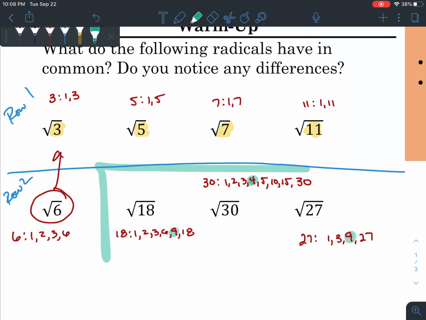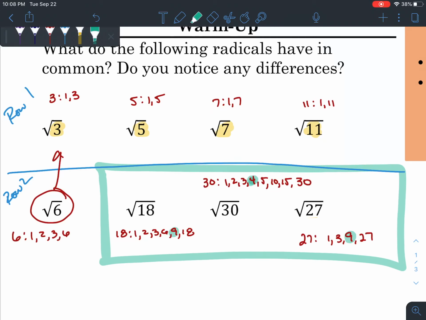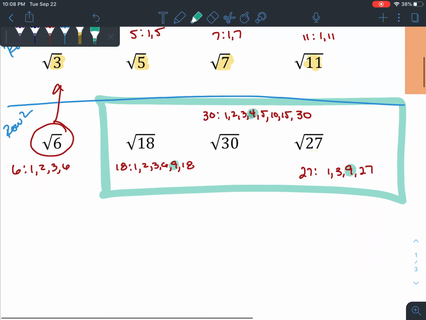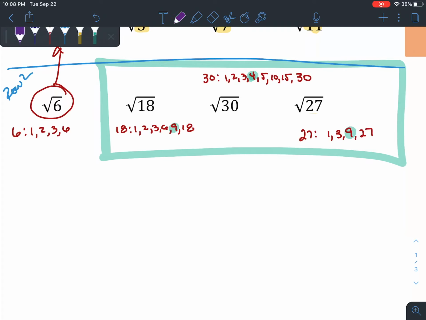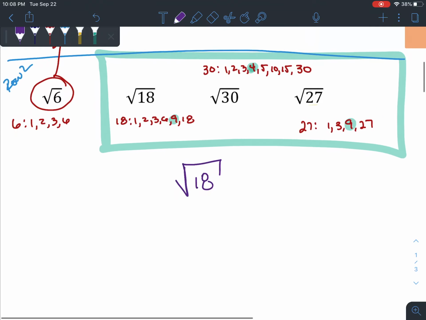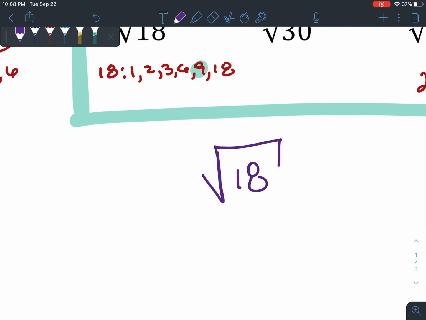Now, we're going to take a closer look at radicals that are like radical 18, radical 30, radical 27. Because these numbers have factors that are perfect squares, we can simplify it. So let's take a closer look at the radical 18. We can rewrite this using factors. So take a close look at those factors. We're going to use the perfect square, 9. So how can we rewrite 18 using the number 9?